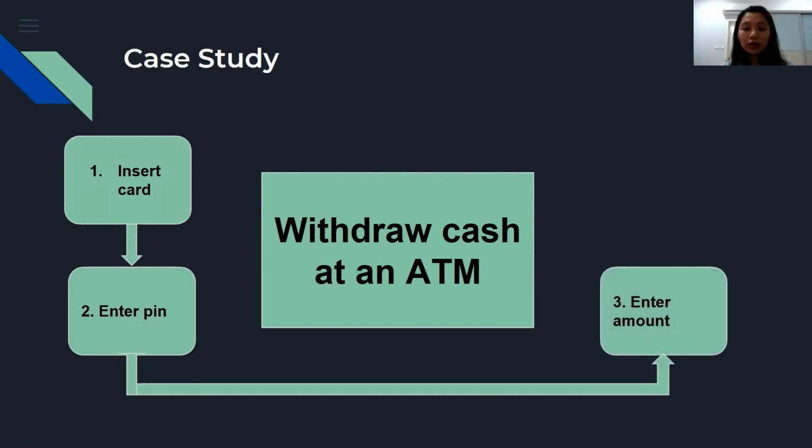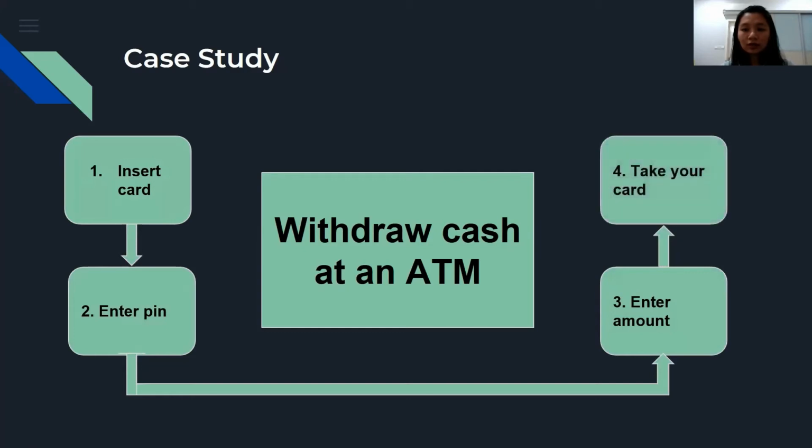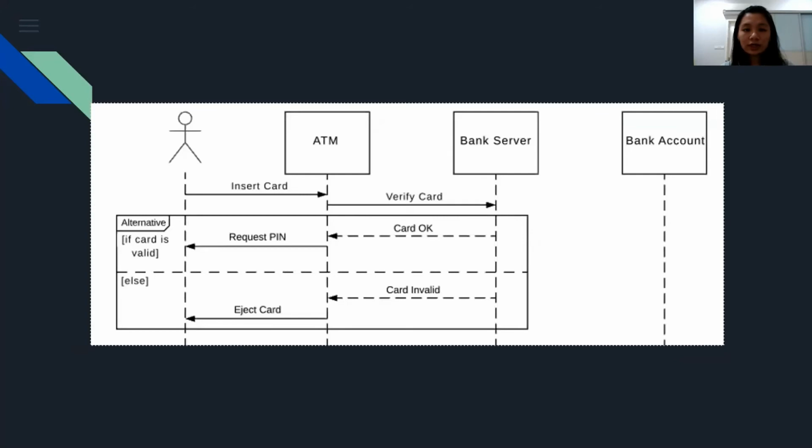Then when the user enters the amount, they will check their balance in their bank. Then if the balance is enough to be withdrawn, then the last one will be the card will be ejected and the user may take the card. So this is our sequence diagram.